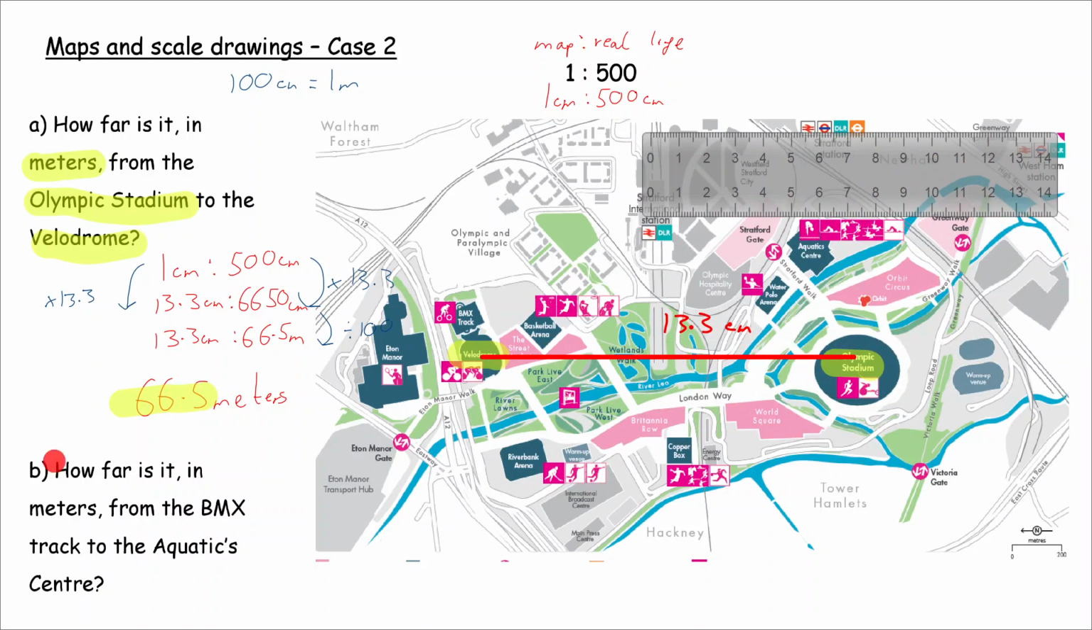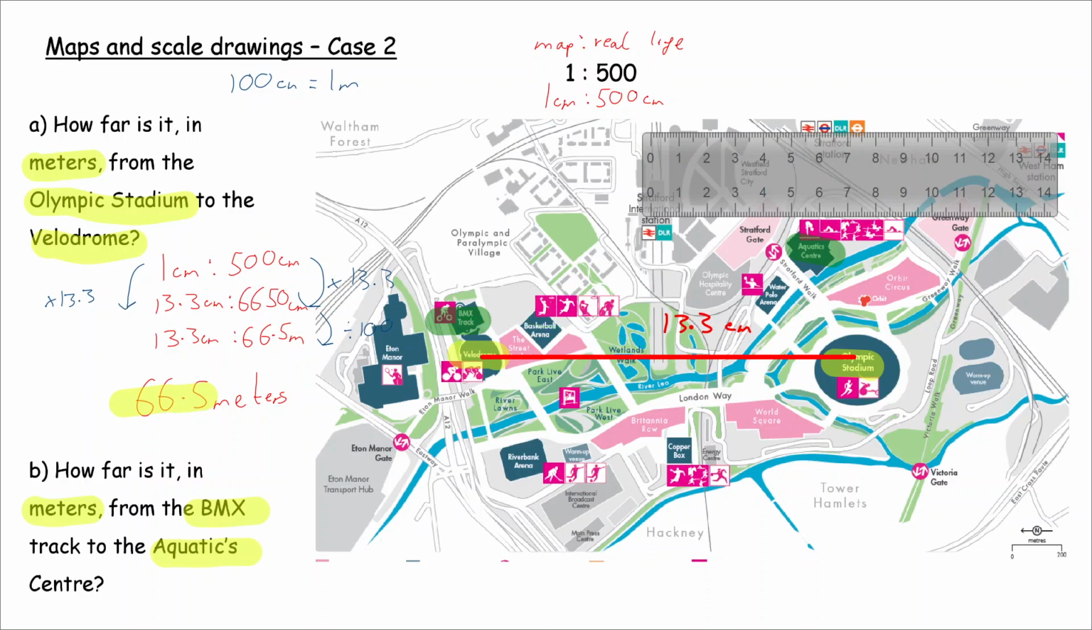It is saying, how far is it, in meters again, from the BMX track to the aquatics centre? So again, it's got to be in meters. We're looking at the BMX track to the aquatics centre, so let's find those on the map. BMX track is this one here, and the aquatic centre is over here. Let's do this in green, in thick pen. So BMX track over here to the aquatic centre.